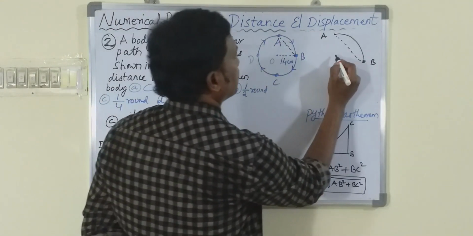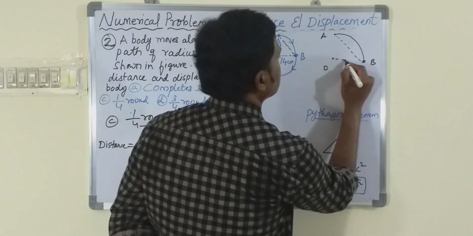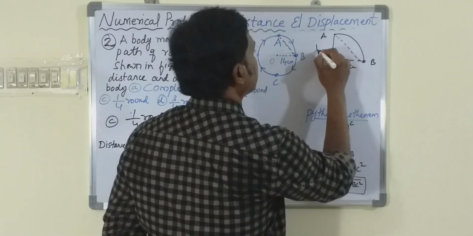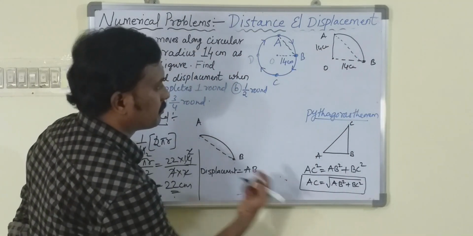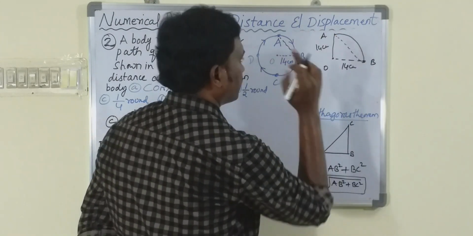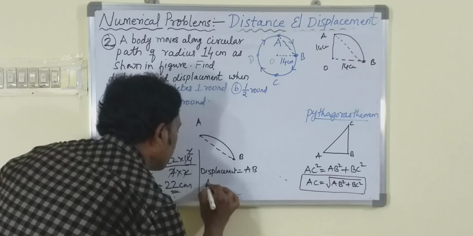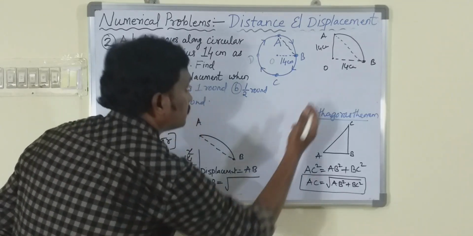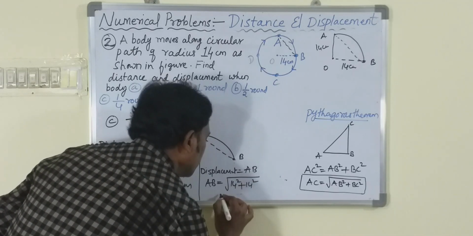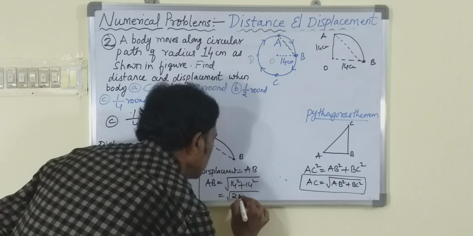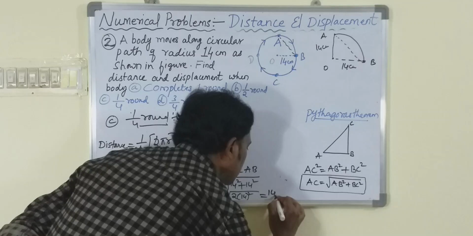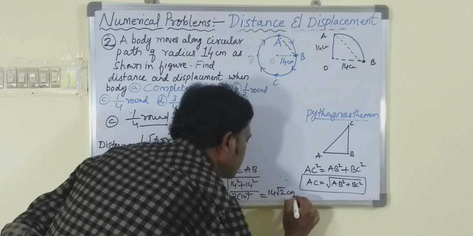Now for that, see, we have the center O and this is the radius, that is 14 centimeters, and this is the radius again, 14 centimeters. Now we can use the Pythagoras theorem. This is a right angle triangle, AOB. From the right angle triangle, AB is under root 14 square plus 14 square. Okay, so under root 2 times 14 square. So 14 comes out, 14 under root 2 centimeters.